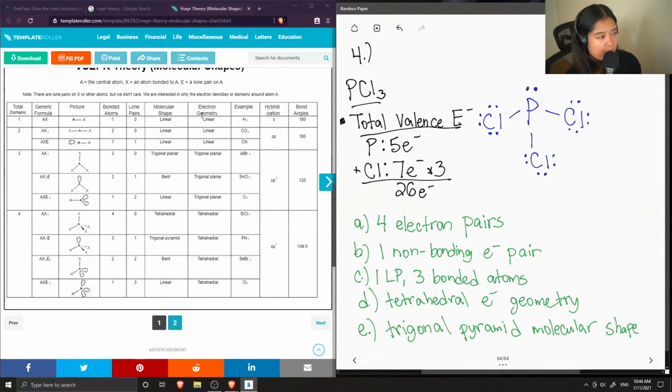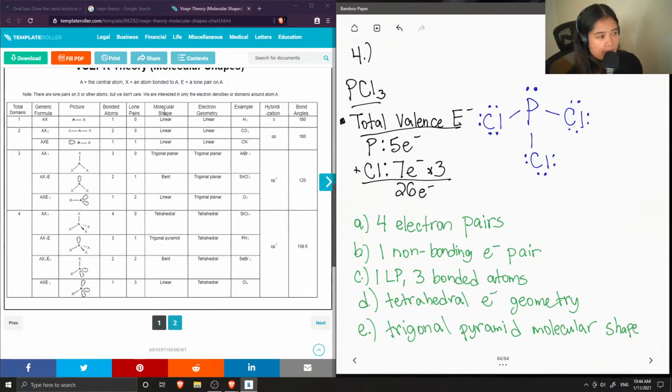This is why when we have 0 lone pairs, the molecular shape and the electron geometry would be the same. If we look at the table, when there's 0 lone pairs, for the first 2 rows, they're both linear. When you have 0 lone pairs on 4 bonded atoms, you have tetrahedral, and it's just the same for both. So this is the difference between the two.